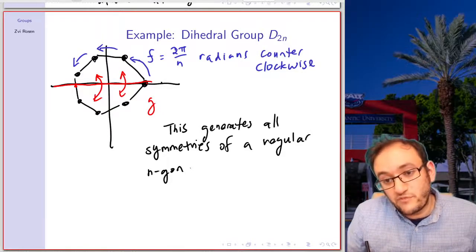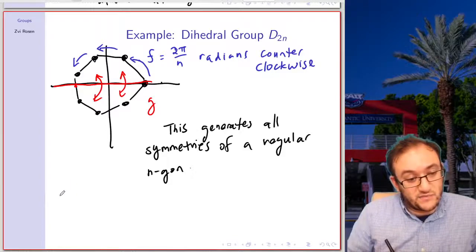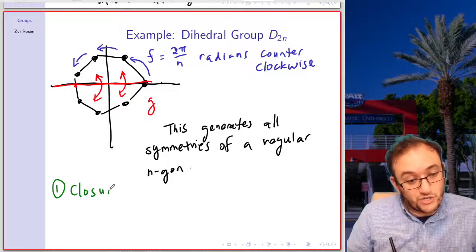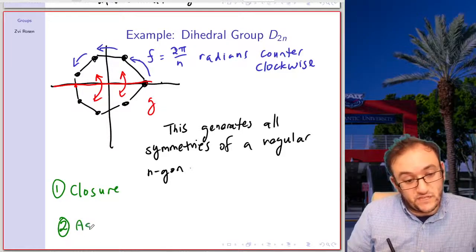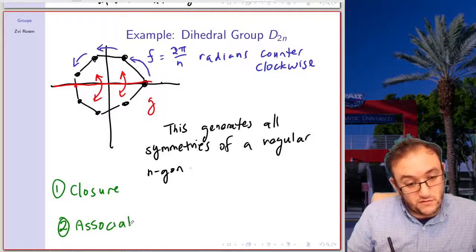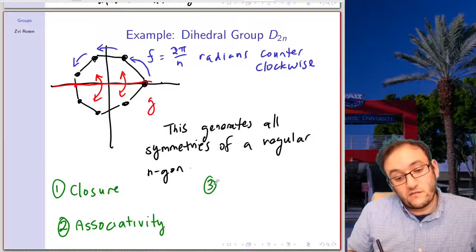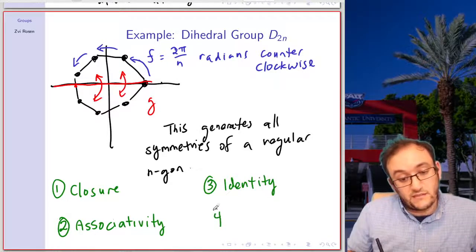So we should check briefly whether the group axioms are satisfied. So remember we have 4 group axioms: closure, associativity, identity, and inverses.